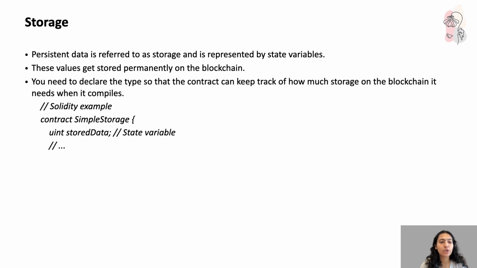You need to declare the type so that the contract can keep track of how much storage on the blockchain it needs when it compiles. So you need to give uint, which stands for unsigned int. You don't have to keep that in mind, but with uint you know how many bytes are allocated, and that is how you do the allocations of all your state variables. You do it that way so that you know how much storage your smart contract needs when it has to be compiled. So you need to make a beforehand allocation to data, right?